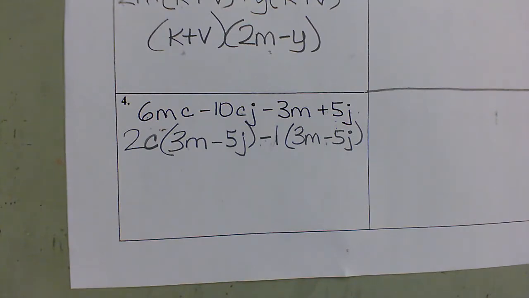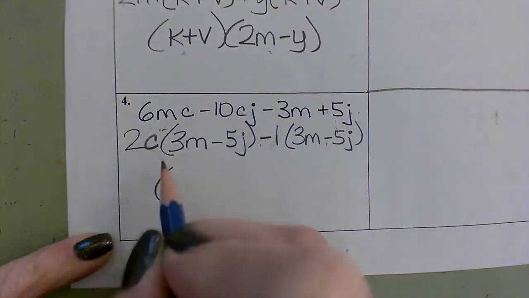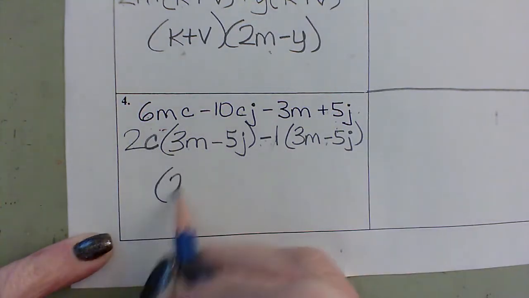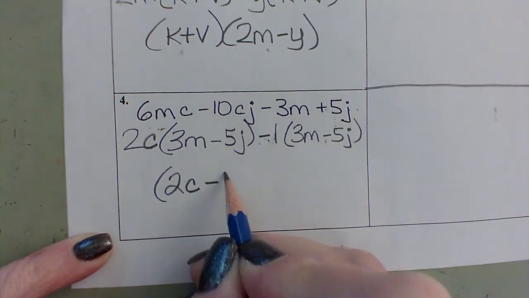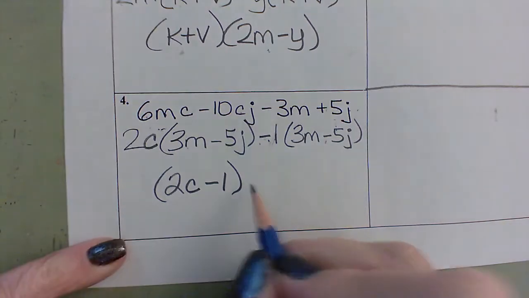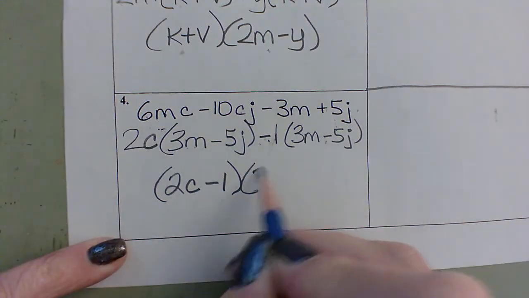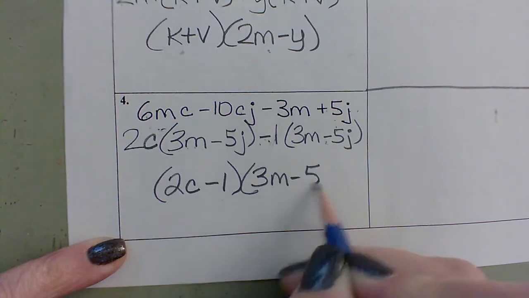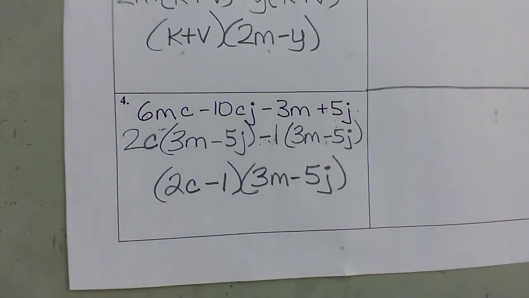Now write down your factors. I'm going to go this one first this time. 2C minus 1. See how it's so important that 1's there? Because otherwise, what would my second half of my binomial be? And then, since they're identical, write down one of them. If they're not identical, you've done something wrong. Okay?